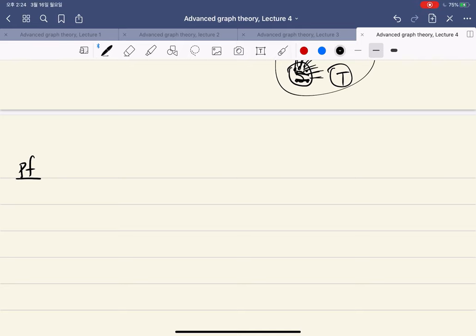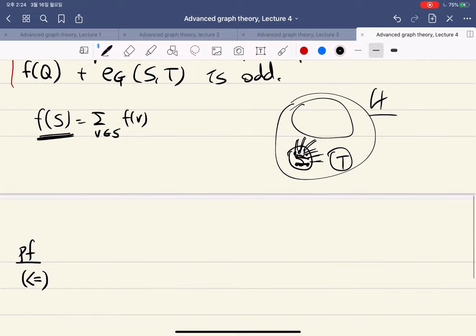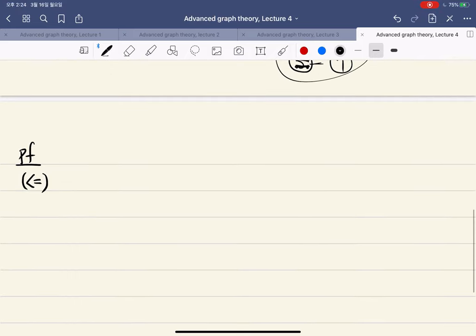So let's show sufficiency. Sufficiency means that if this condition holds for all vertex sets S and T, then we can actually find the f-vector in G. So our strategy is to take an f-blow-up of G, and then use the Tutte one-factor theorem to show that such an f-blow-up has a one-factor. Then it naturally gives us an f-factor in the original graph G.